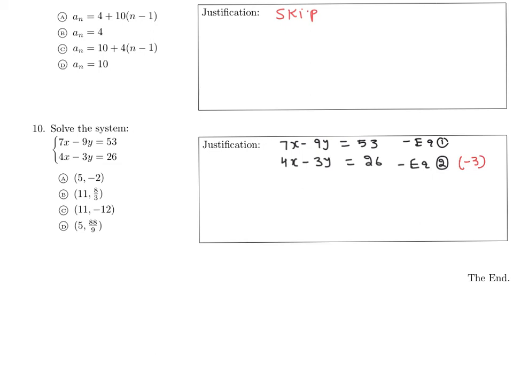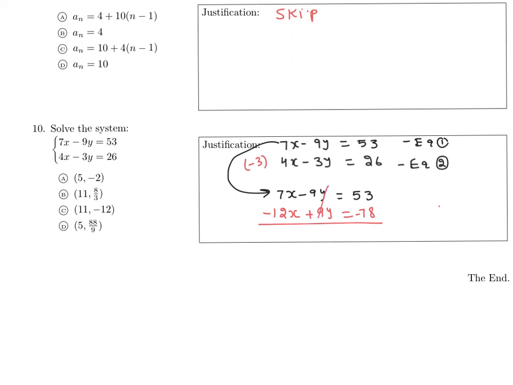So once you multiply it by negative 3, you're going to rewrite the equation. Equation number 1 stays as is: 7x minus 9y equals 53. Whereas the second equation we are going to write as negative 12x plus 9y equals negative 78.